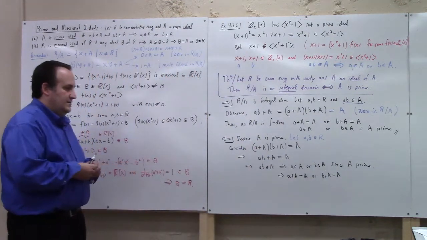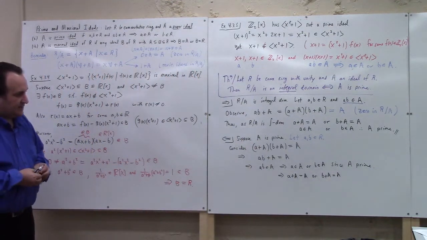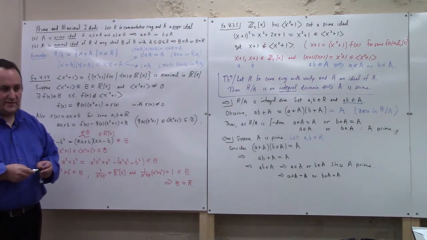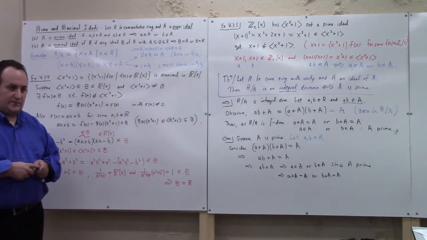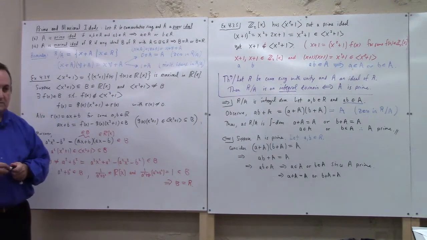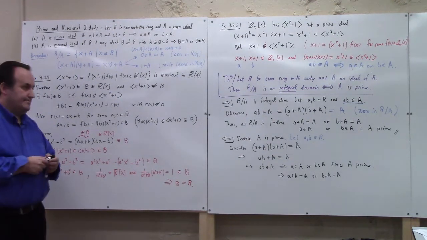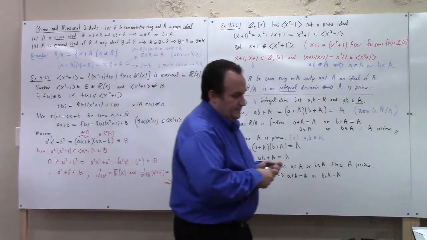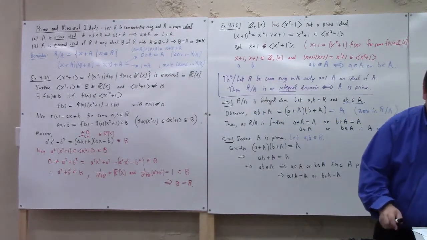which is what I need to verify that the factor ring is an integral domain, because the product of things being 0 means one or the other of the things forming the product is 0. So this is a very nice theorem.